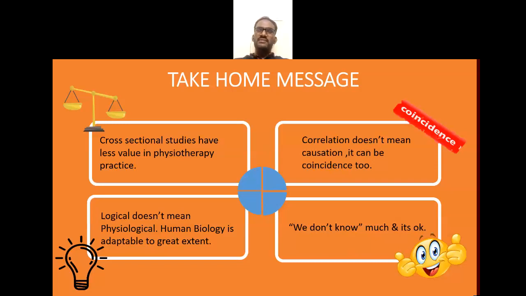So many of the issues in physiotherapy practice seem to be very logical because that is the way we have been trained and taught and have been teaching. But logical doesn't mean physiological. Human biology is adaptable to a great extent, and we are yet to understand it fully. So we really don't know to the fuller extent how human biology reacts to various adaptations. And finally, I want to say we don't know much, and that's fine. That's okay. We are evolving, and we will be able to know little by little more. Next slide, please.